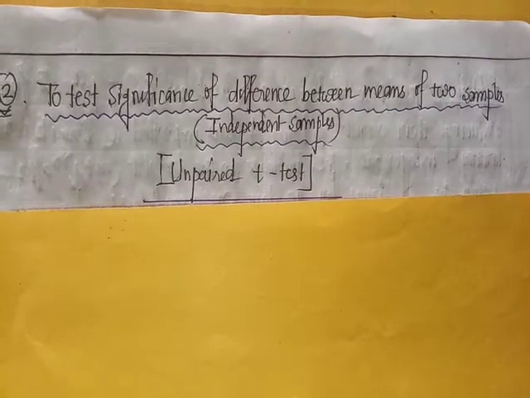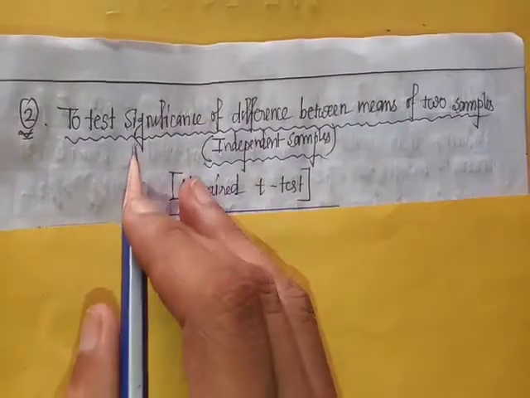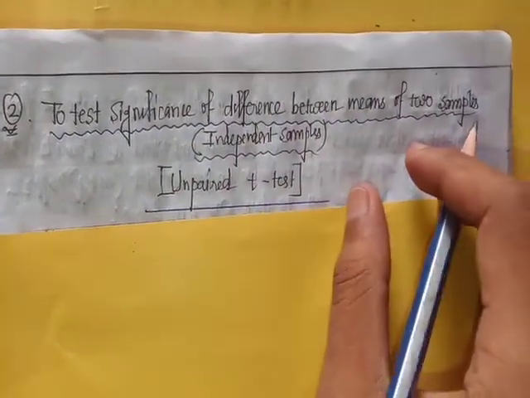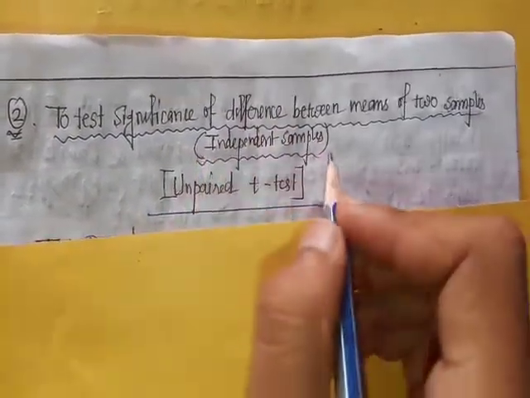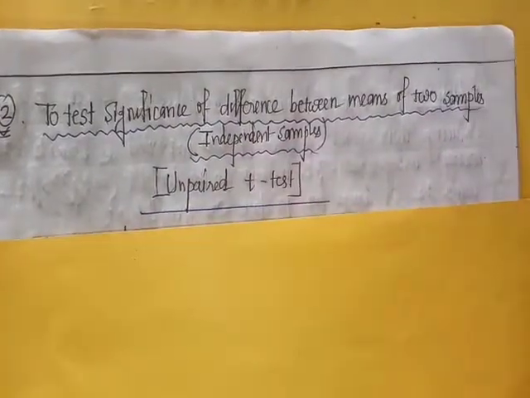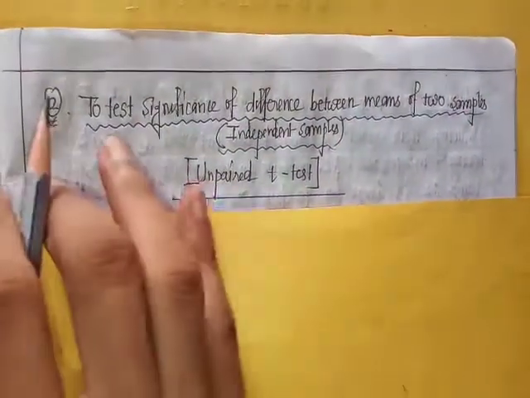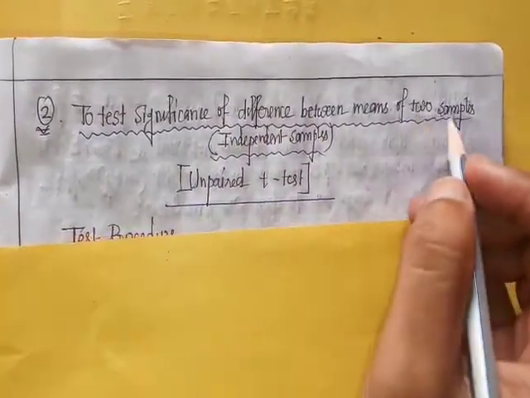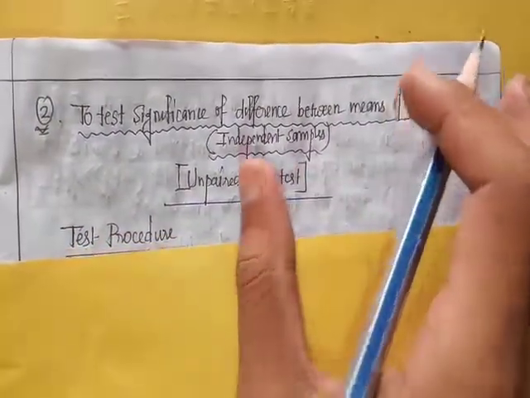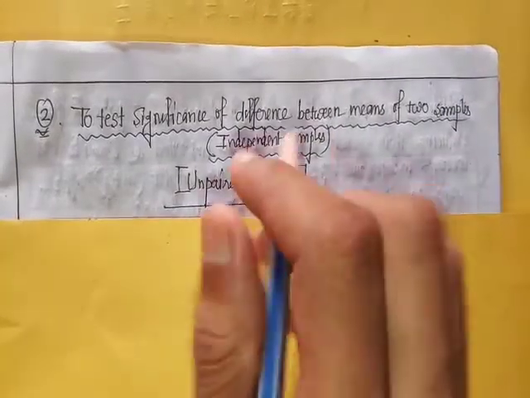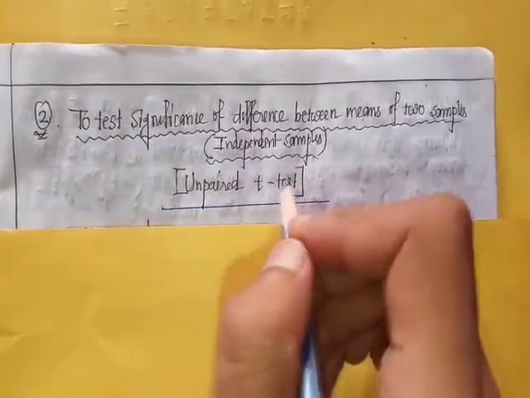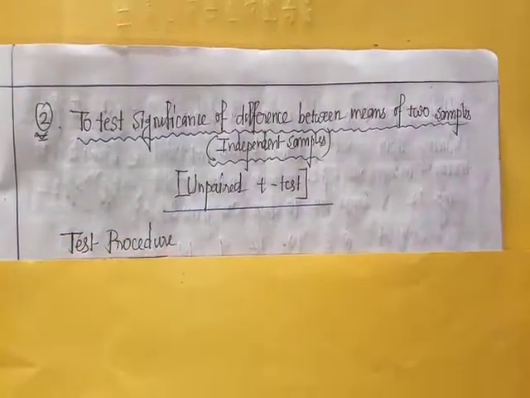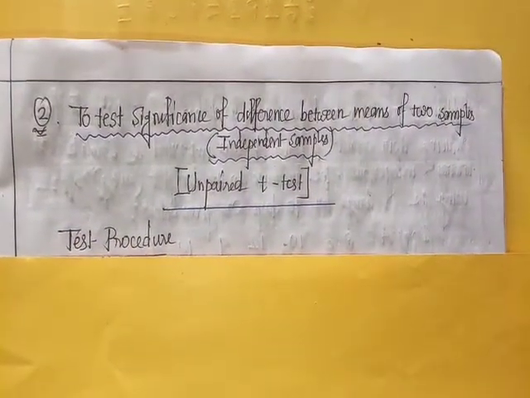Next application: to test the significance of difference between means of two independent samples. Independent means that's why it is called unpaired t-test. Unpaired t-test, two independent samples.